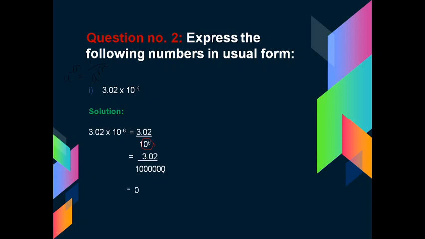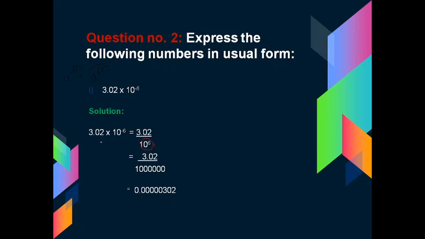Now which can be equal to 0.00000302. So here we have converted it into usual form. The number which was given in exponential form, we have converted into usual form. So when we divide 3.02 by 10 lakh, we get the answer 0.00000302.